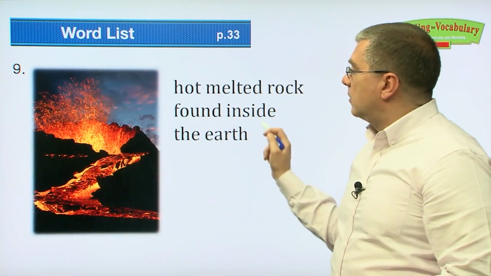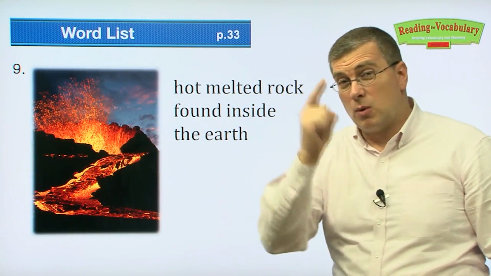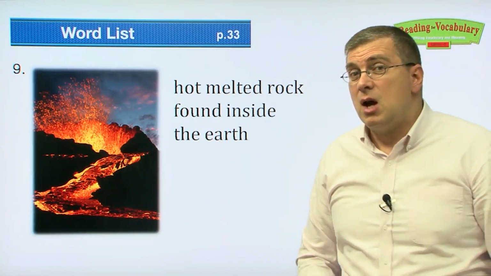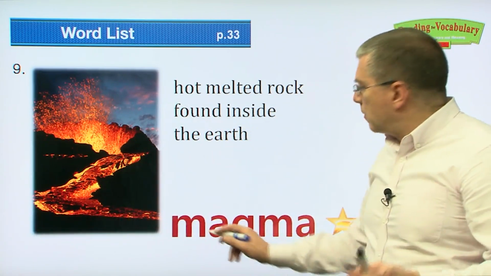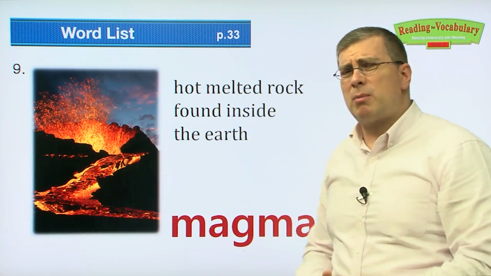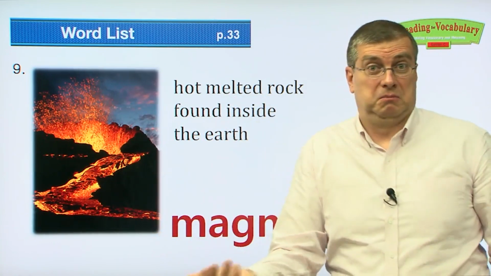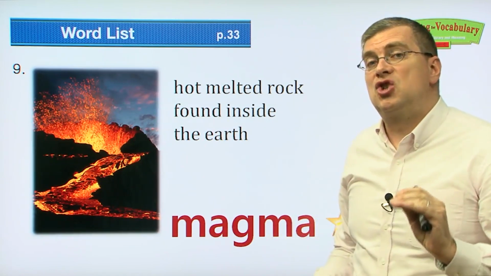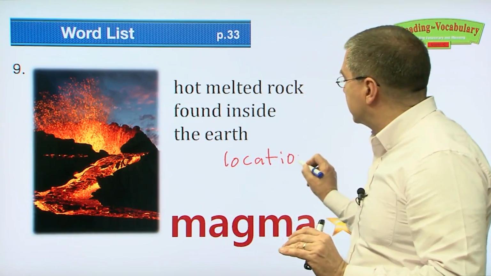Hot melted rock found inside the earth. We saw this picture before. When you see this picture, do you remember the word we just learned a few seconds ago? Lava? Well, this is different. This word is magma. So magma is hot melted rock found inside the earth. And you're probably thinking right now, what's the difference between lava and magma? It's a good question, right? The difference is location. In other words, where is it?